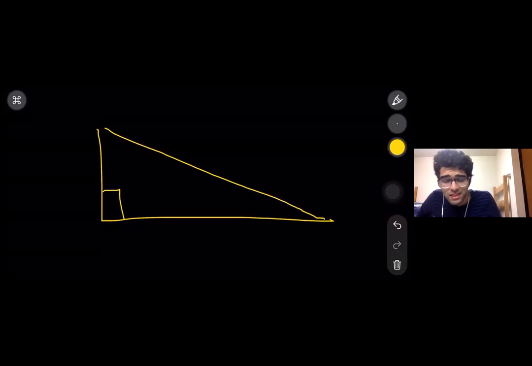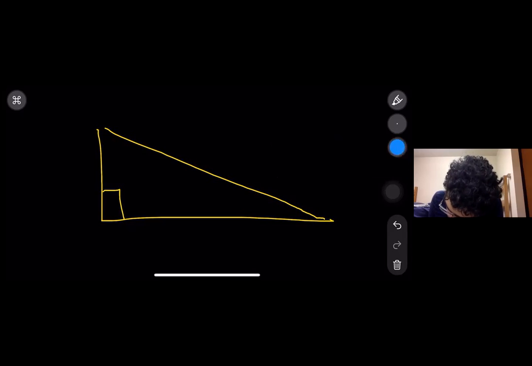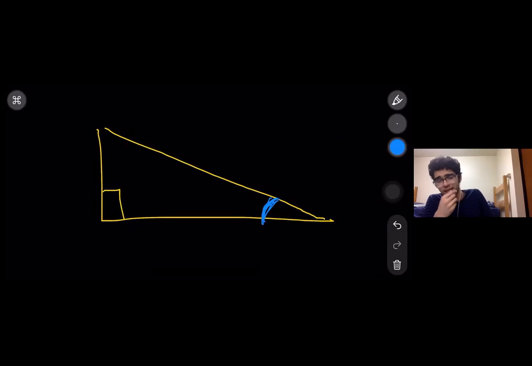Rather than naming these sides A, B, and C, let us name them with respect to an angle. We don't want to name it with a right angle. That's boring. We already know the right angle. Let's look at this angle over here. Okay, easy to understand. There's only 3 angles. We can pick that angle there.